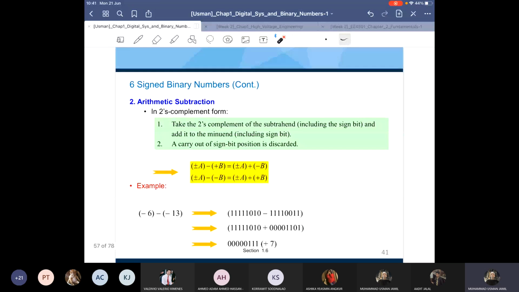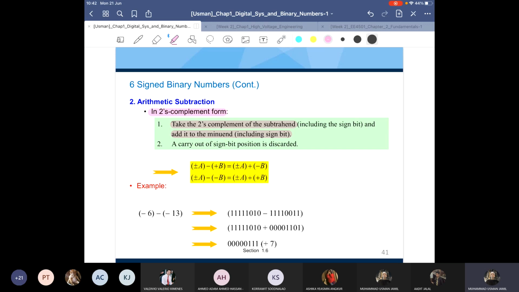Next we have binary subtraction. How can we do the arithmetic subtraction? Arithmetic subtraction in two's complement form: first thing is to take the two's complement of the subtrahend, including the sign bit, and add it to the minuend, including the sign bit. So first you have to take the two's complement of the subtrahend, which means the digit you want to subtract.